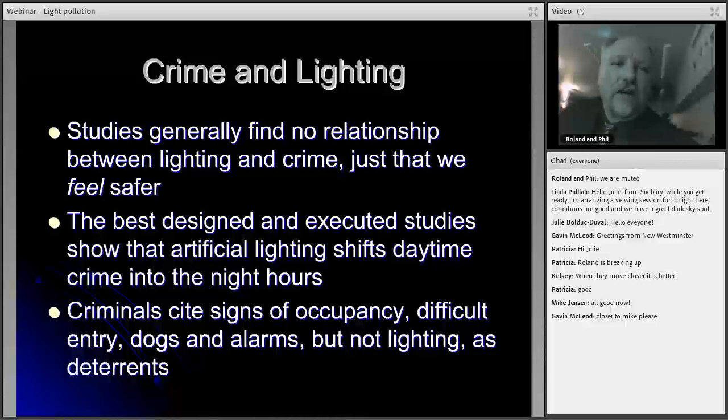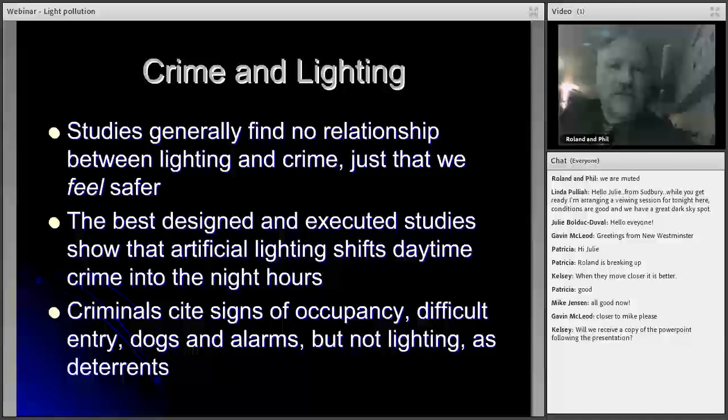One thing I should get out of the way right up front is this relationship between crime and lighting. For a lot of people, this is why they put up lighting at night, but what we have seen with a variety of studies is that studies generally find no relationship between lighting and crime, and that we just feel safer when there's lighting. And in fact, I'll go a little further than that. The best designed and executed studies show that artificial lighting shifts daytime crime into the night hours. So it's not really improving the situation at all.